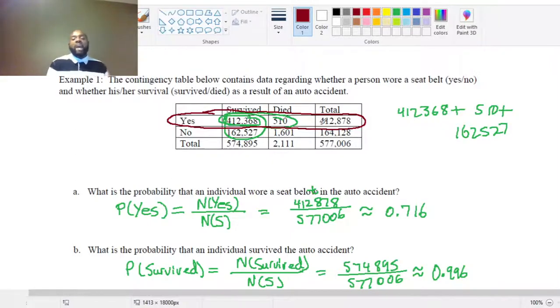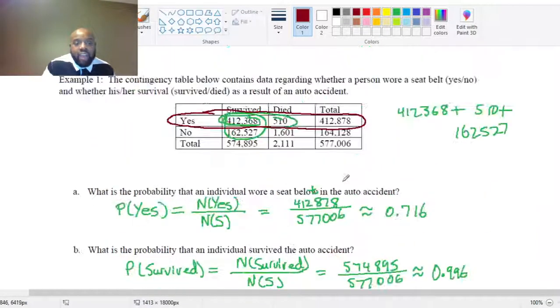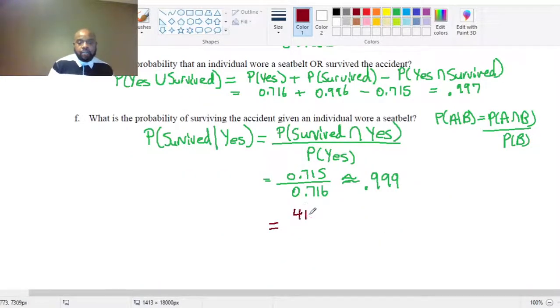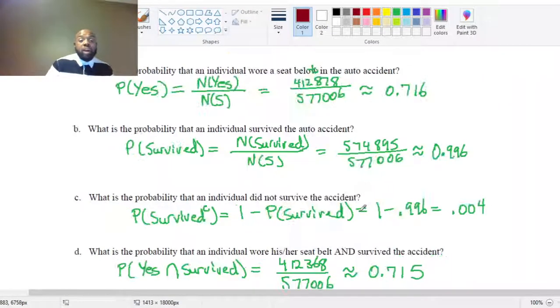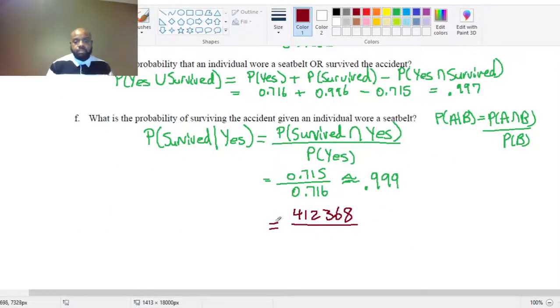Given yes, we had a total of 412,878 people who said yes. We want to know the probability that you survive given yes. And so that would be the number that survived and was yes, which was 412,368, and I divide by the total number of yeses, which was 412,878. You put that in your calculator, and again, you're going to get approximately 0.999.